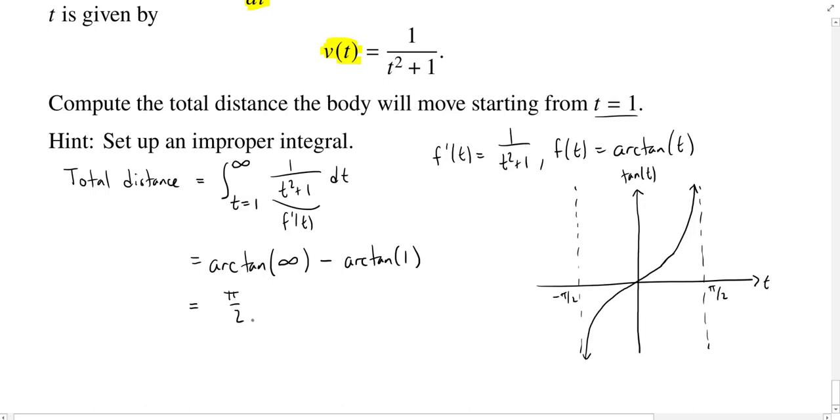Arctan of 1: you need to know when you actually get a tangent of 1. That means the sine and the cosine are equal to each other, and that happens at pi over 4. So this is pi over 2 minus pi over 4, which is equal to pi over 4. So the total distance the body will move, starting from time equals 1, will be pi over 4.